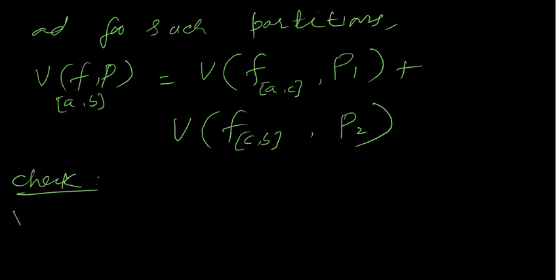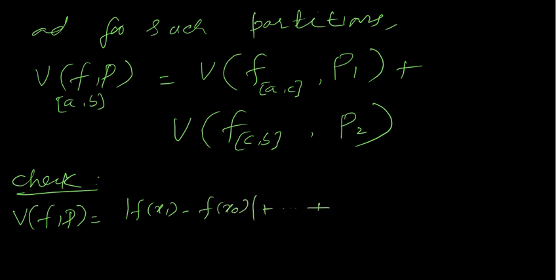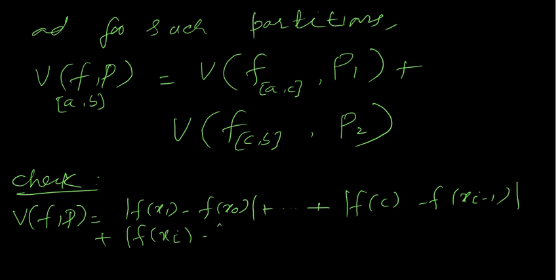Let's see this. V of f, P, is equal to mod of f of x1 minus f of x naught, plus and so on, at the i minus 1 stage we have mod of f of c minus f of xi minus 1, then plus we have mod of f of xi minus f of c, plus and so on up to mod of f of xn minus f of xn minus 1.